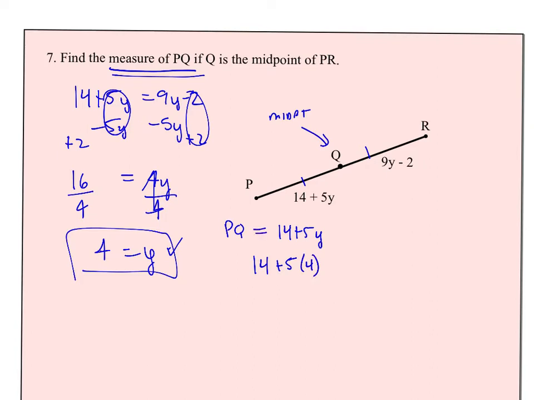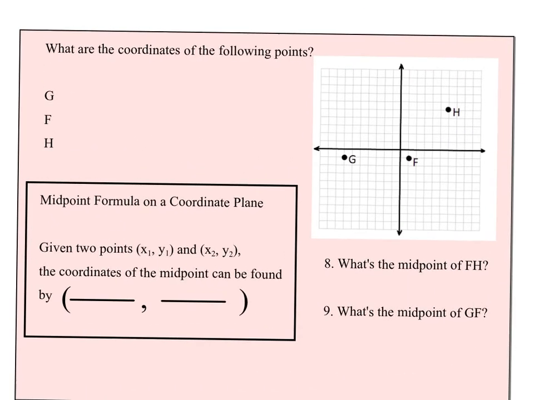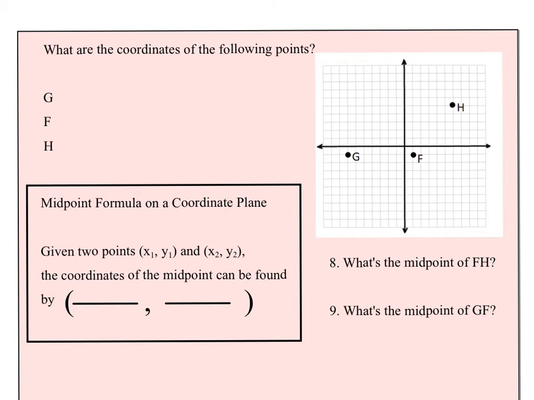So PQ is 14 plus 5y. I know that y is 4. So there's my answer. So it'll be 34, and you can label it units, and that'll be my answer. So now how does it change when I go on the coordinate plane?